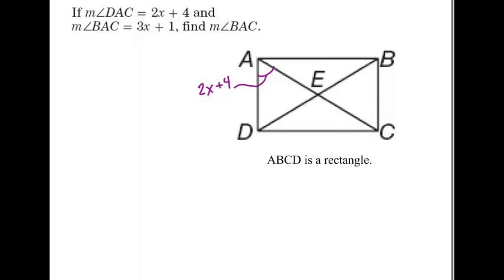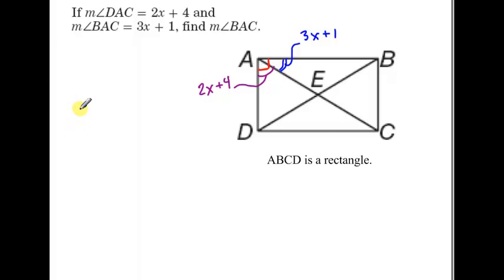And angle BAC goes from B, makes its bend at A also, and comes out through C. That's this part right here, which is 3x plus 1. Now, I'm not going to say that those are congruent, but I do know it's a rectangle, so this is a right angle. So these might not be the same size, but I know for sure that they make 90 degrees. They're complementary. So that's the way I'm going to set up this equation.